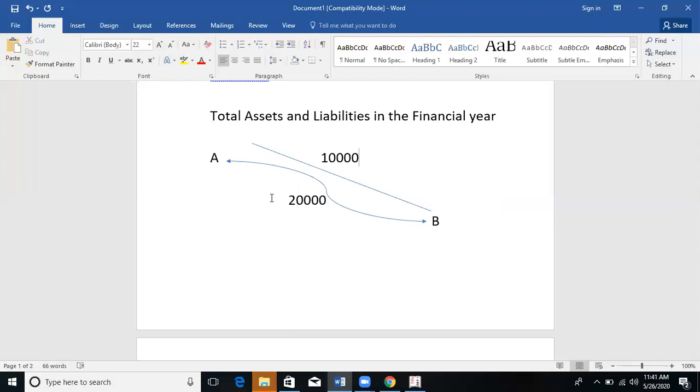Liability is nothing but whatever obligated amount needs to be paid to outsiders or to a person. Here, A has given 20,000 rupees to B, and A has claimed 10,000 rupees from B. Still, B needs to pay 10,000 rupees. So the 10,000 rupees from B's point of view we call payable. From A's point of view, we call it receivable.